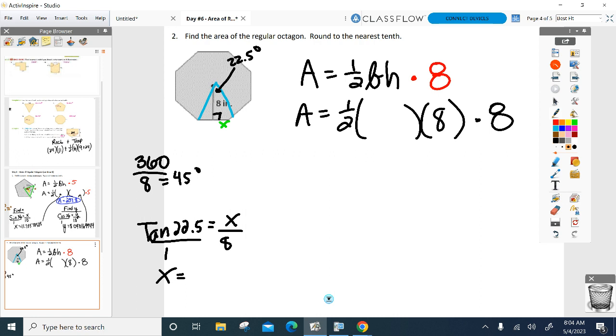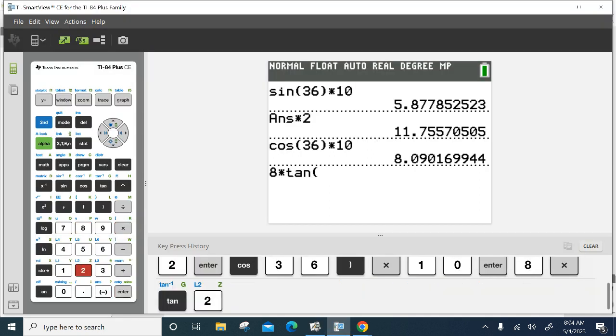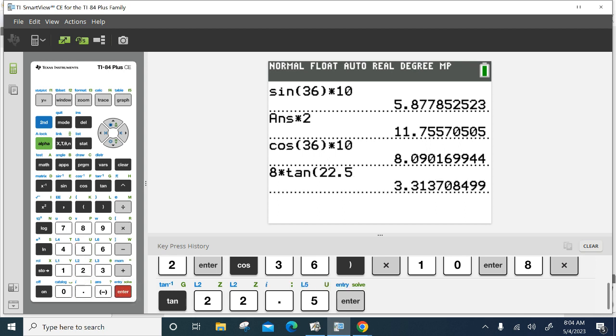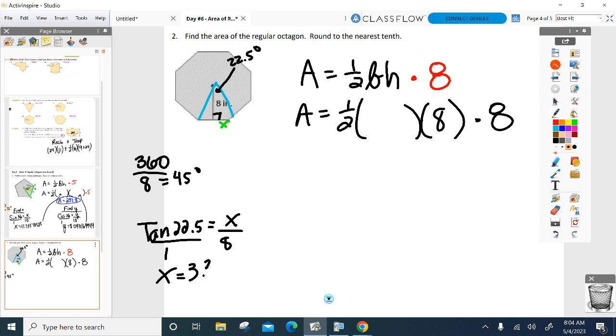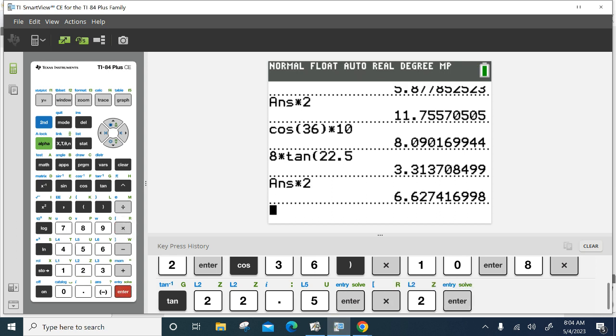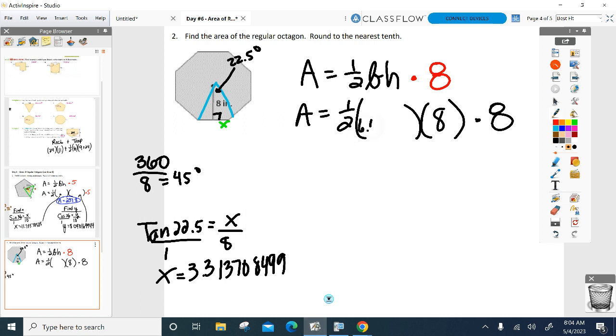Let me just do it on the calc real quick. 8 times tangent 22.5. I end up with 3.313708499, but that's only half of it. The height bisects it, so I need to double it to get to the base. So go back to the calculator, double that, and I get 6.6274 1 6998. There you go. For a total area of, rounded to the nearest tenth.